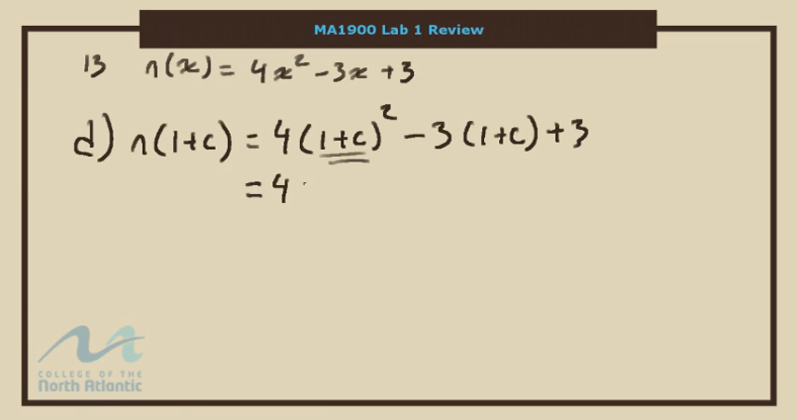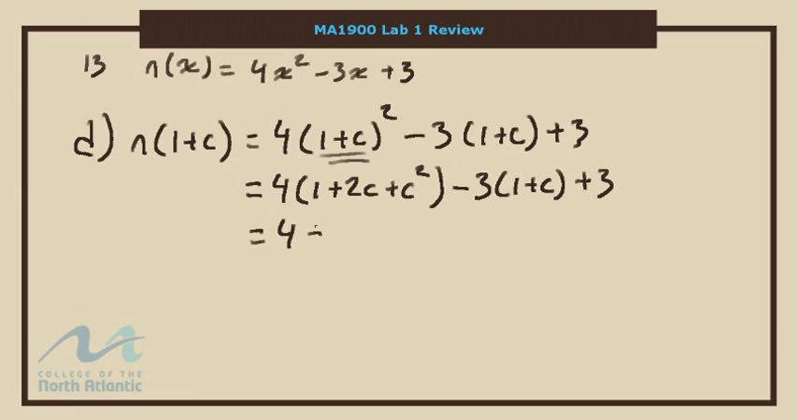So that's going to be 4 outside of (1 plus c) times (1 plus c). So I'm going to have 1 plus 2c plus c squared, minus 3 outside of (1 plus c), plus 3, which gives me 4 plus 8c plus 4c squared minus 3 minus 3c plus 3.